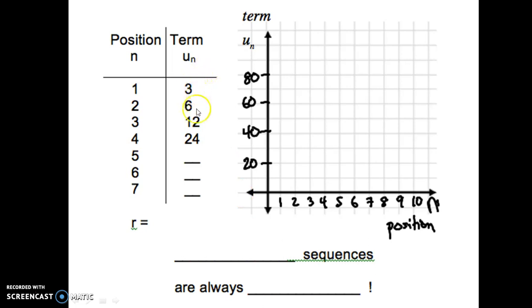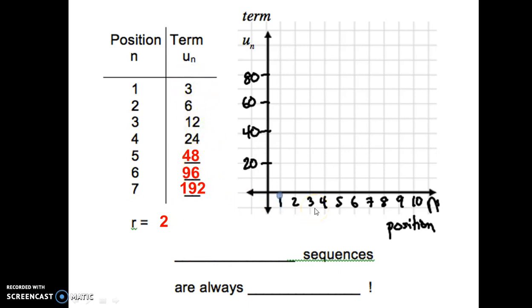Here we have another geometric sequence. Here are the values, the terms in the sequence. Here are the positions. At position 1 we have 3, at position 2 we have 6, and so on and so on. Notice from 3 to 6 we multiply by 2, from 6 to 12 we multiply by 2, multiply by 2 again. So we're multiplying by 2 every time. That means that is 48, multiply by 2, 96, multiply by 2, 192. That means our common ratio is 2. That's our multiplier, times 2 every time.